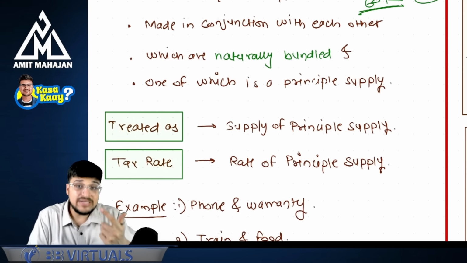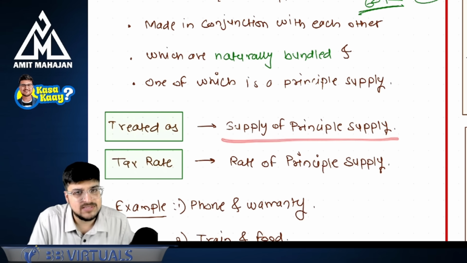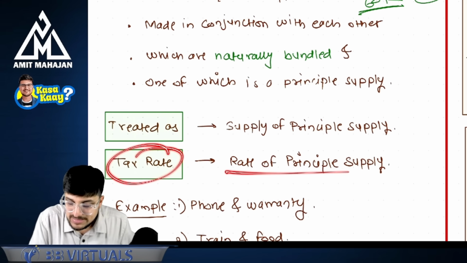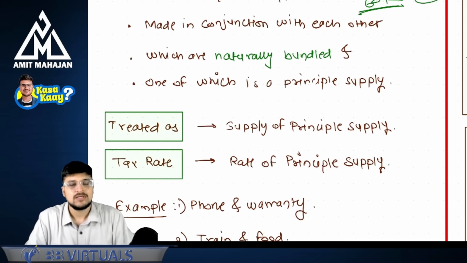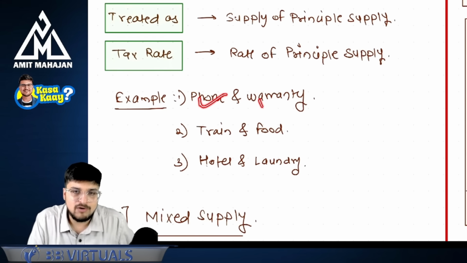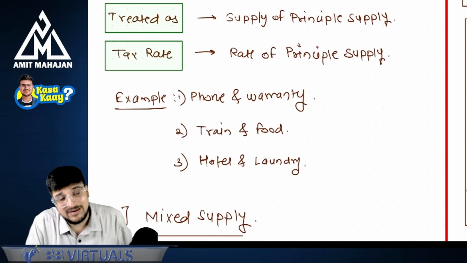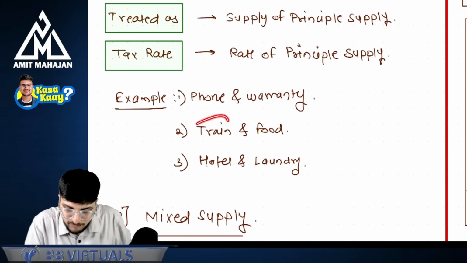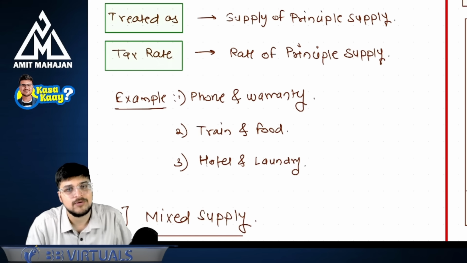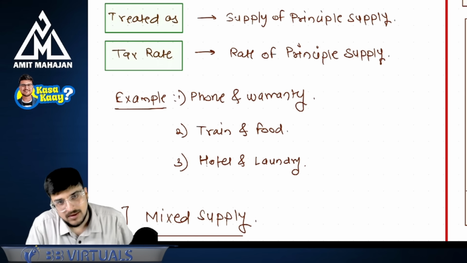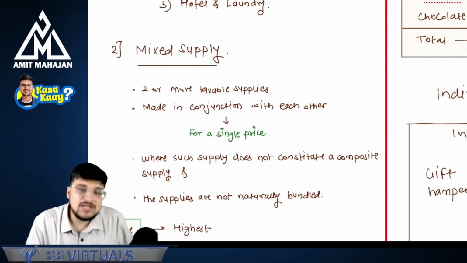Understanding? Then it will be treated as a supply of the principal supply, and the tax rate of the principal supply will be applicable. Let's take examples: phone and warranty, train and food. Can you book a train ticket only to have food? No, you have to book a train seat and then you can buy food. So these are naturally bundled. Hotel and laundry, correct? Now, what is the meaning of mixed supply?